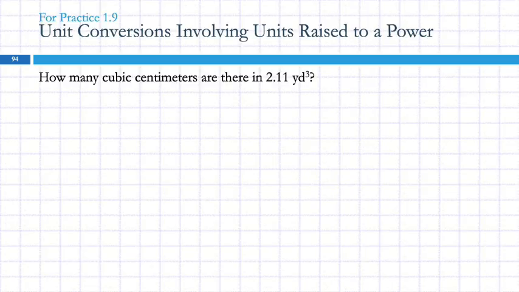So let's do this one. How many cubic centimeters are there in 2.11 cubic yards? So we're given 2.11 cubic yards, asked to find cubic centimeters. I'm trying to get to cubic centimeters.